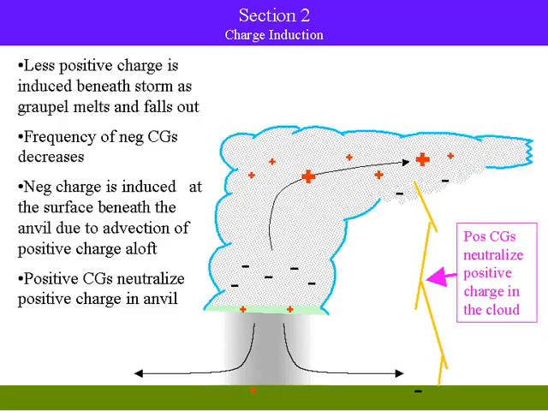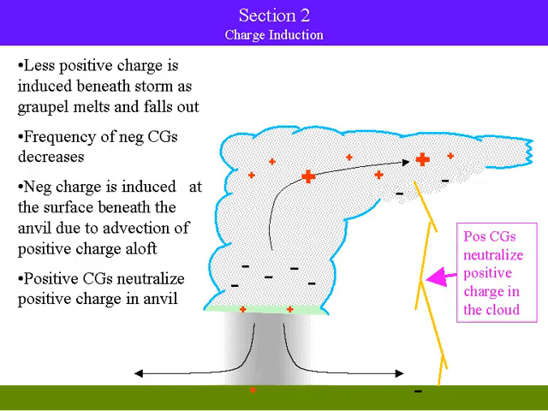Moving on now to the dissipating cumulonimbus cloud. We see less positive charge induced beneath the storm because the graupel melts and falls out. So we still see some negative charge, and therefore a little bit of positive charge can still be induced, but much less in magnitude than with the mature cumulonimbus cloud. For this reason, we see the frequency of negative CGs going down. There still is a possibility of seeing a couple of negative CGs discharging from the middle portion of the cloud.